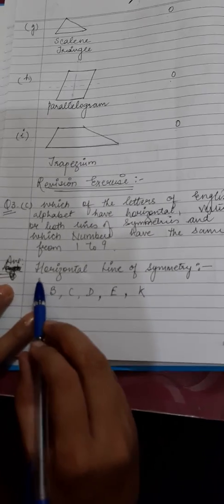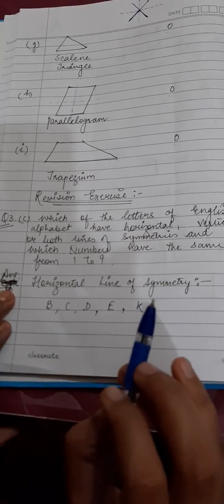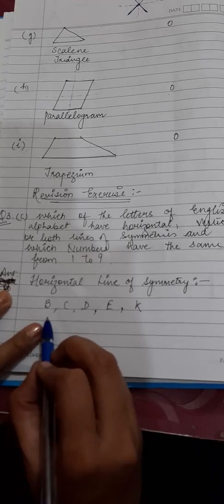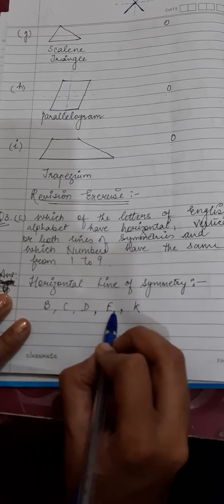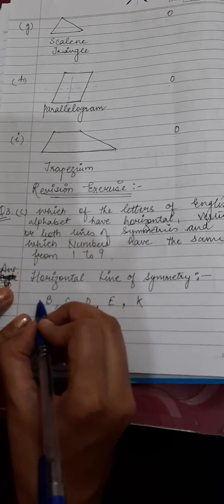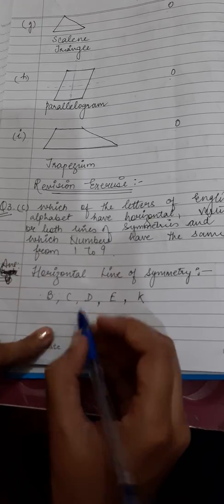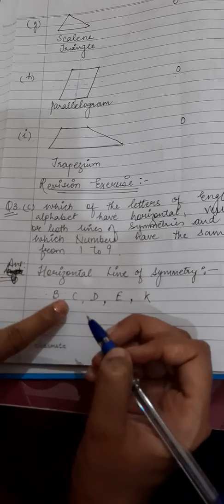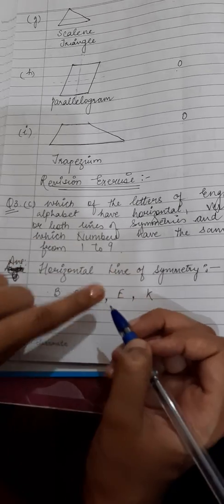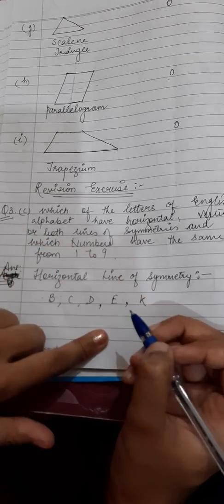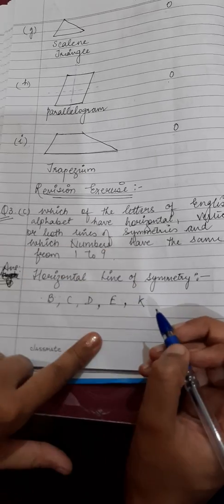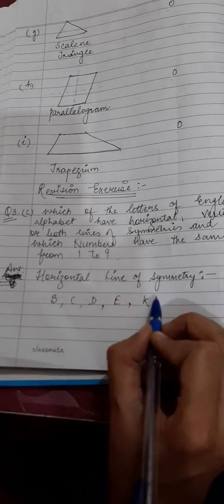First of all, if I am going to talk about the horizontal line of symmetry, the alphabets which are having the horizontal line of symmetries are B, C, D, E, K. Now if you will see B, I am going to make the horizontal line, it is going to overlap. C, it is going to overlap. The same way D, overlapping will be there. E, overlapping will be there. K, overlapping will be there. So these are the only alphabets in which horizontal line of symmetry is there.